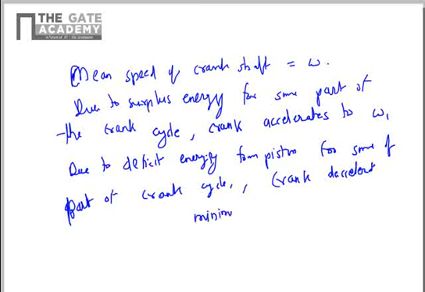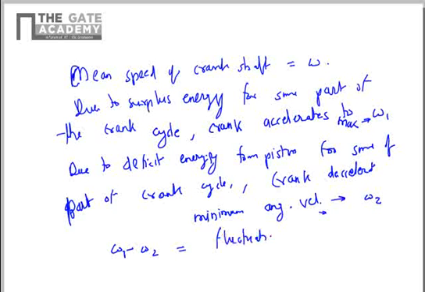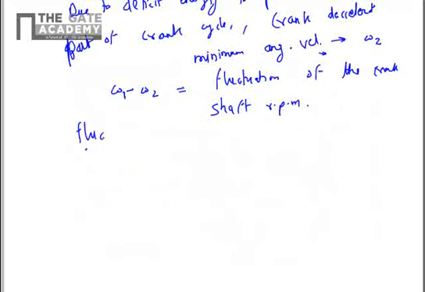and say the minimum angular velocity in deceleration is omega 2. This omega 1 is the maximum angular velocity and the minimum angular velocity is omega 2. So omega 1 minus omega 2 is the fluctuation of the crankshaft RPM. So this is called the fluctuation of speed. This is a quantity of interest.